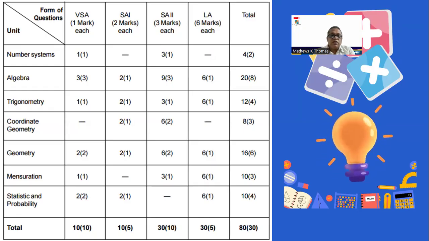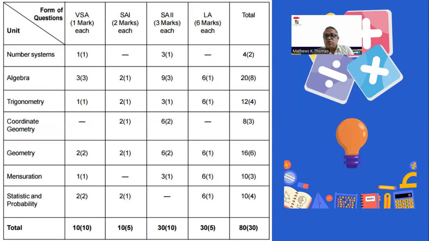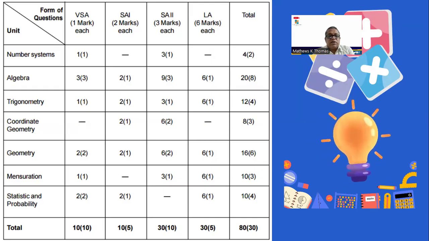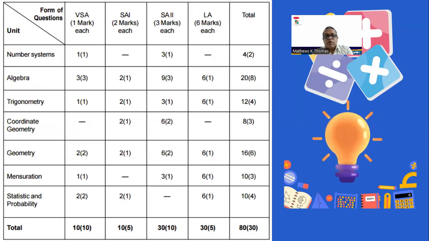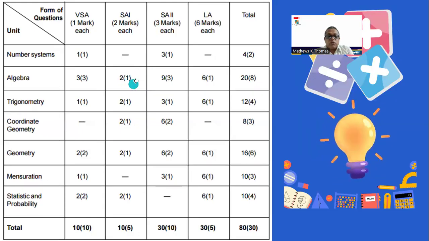So you have 1 plus 1, 2 questions, but the weightage of this chapter is 4. So that's how you give the blueprint to the students. And then in algebra, the second chapter, you see there are 3 questions of 1 mark each. And here there is 1 question of 2 marks, right? Here there is 1 question of 2 marks.